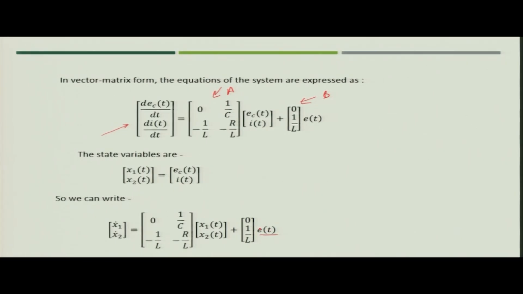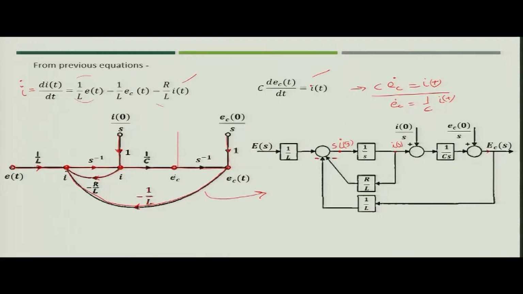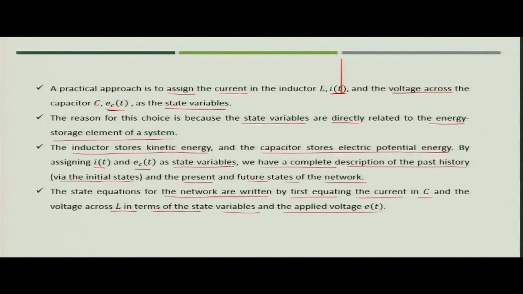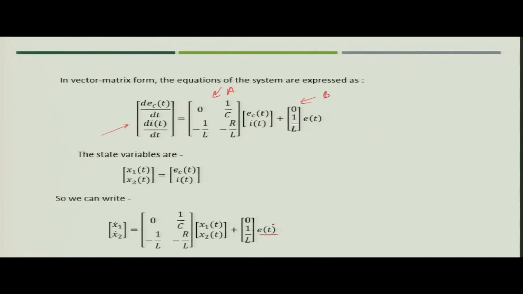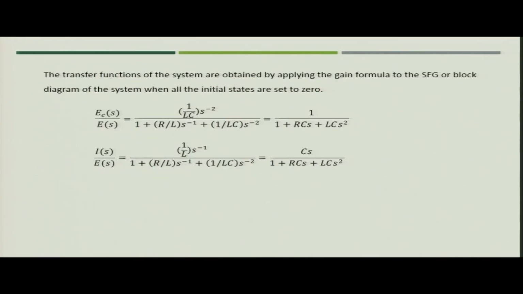So, in this way you can see that the equations which you write for the series RLC circuit using Kirchhoff voltage law can be easily transformed into state equation. Now, when you have all this information in hand, you can write the transfer function of the system. Since we have two variables, we can write the transfer function in terms of EC, that is the voltage across the capacitor, and I, that is the current flowing through the circuit.